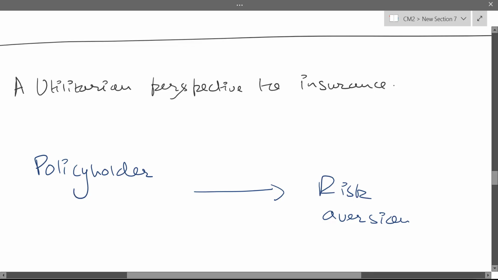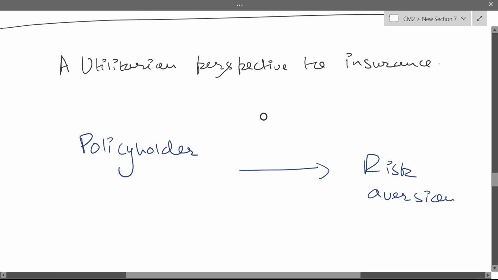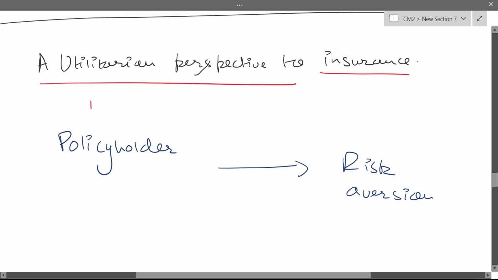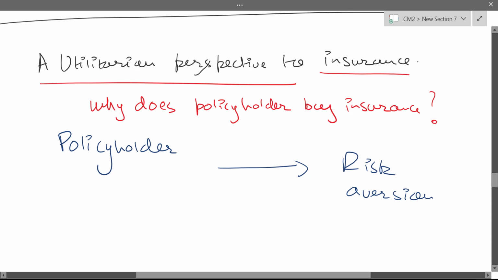Okay, so by now we have largely covered a lot of utility theory, and now I want to talk about something which is much closer to our hearts as actuaries, that is insurance. So I'll be taking a utilitarian perspective to insurance. I'm addressing a fundamental question here: why does an individual or an entity, let's just call them policyholder, why does a policyholder buy insurance? Why does someone buy an insurance?